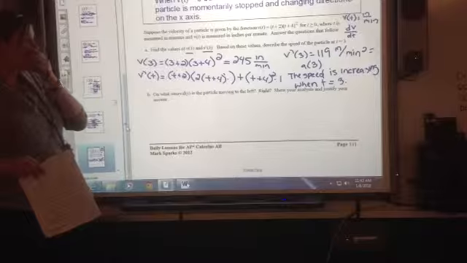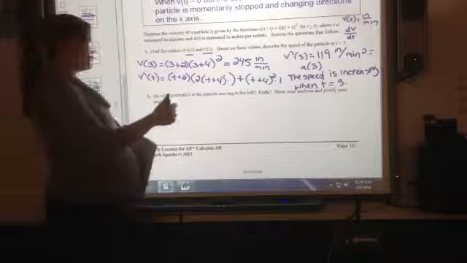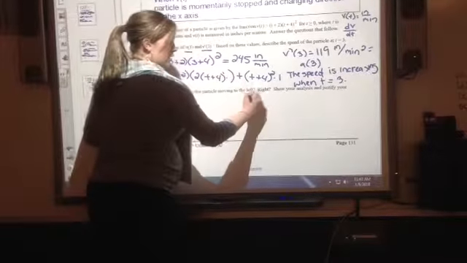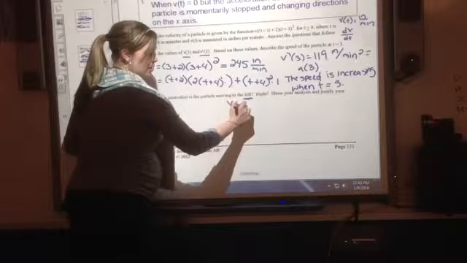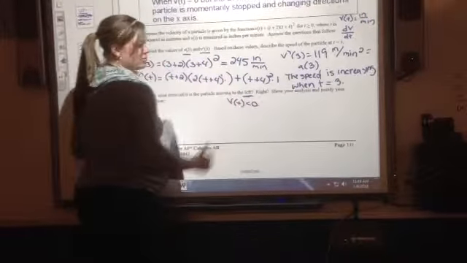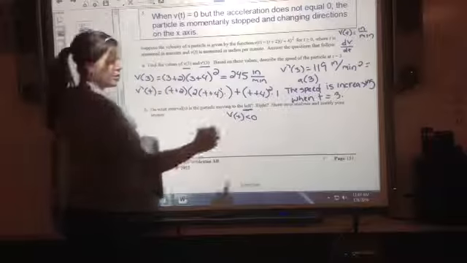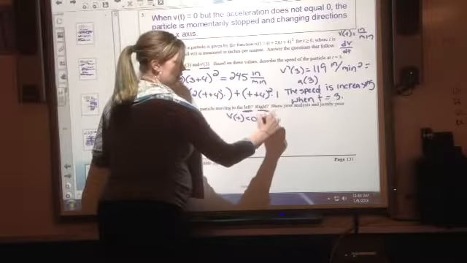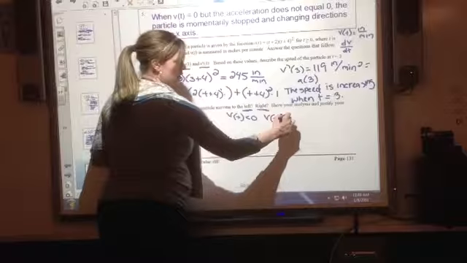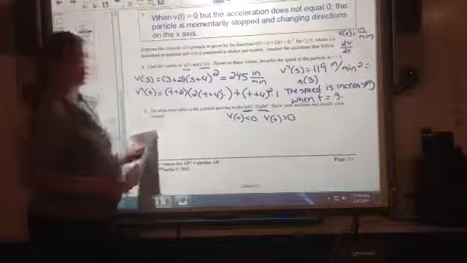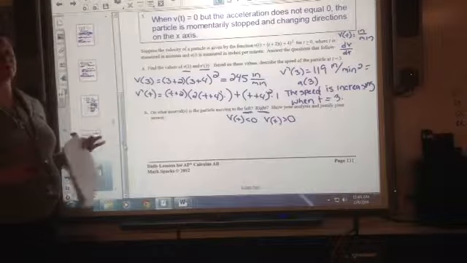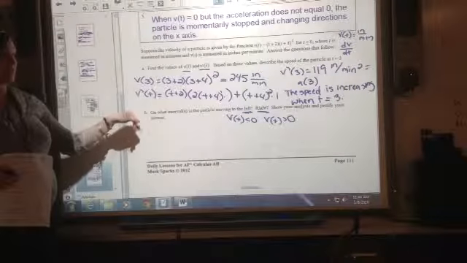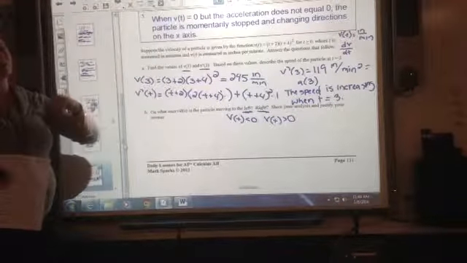Okay, on what intervals is a particle moving to the left and to the right? When a particle is moving to the left, the velocity is less than 0. When a particle is moving to the right, the velocity is greater than 0. That's it. You don't have to check on acceleration, anything else. You're just saying to the left, velocity is less than 0. Right, velocity is greater than 0.